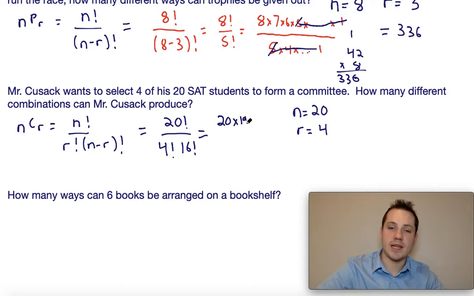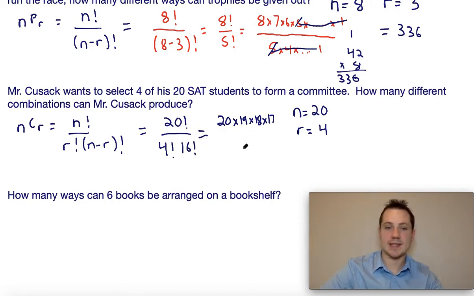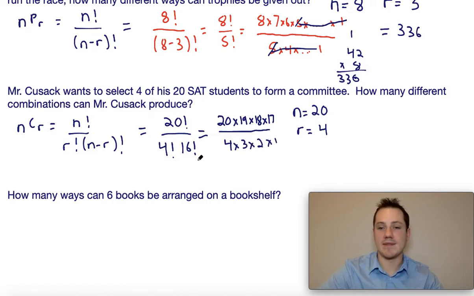So I'm going to write 20 times 19 times 18 times 17. And I'm not going to write the rest of this because I know it's going to cancel with this. In the denominator, we're going to have 4 times 3 times 2 times 1 because the 16 factorial has canceled out. So what could we do?